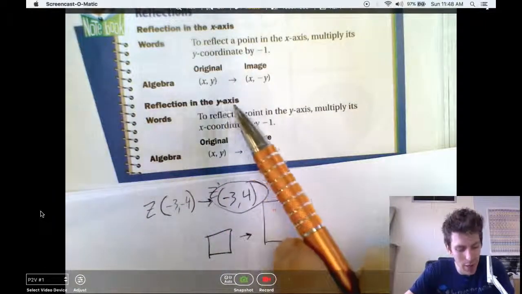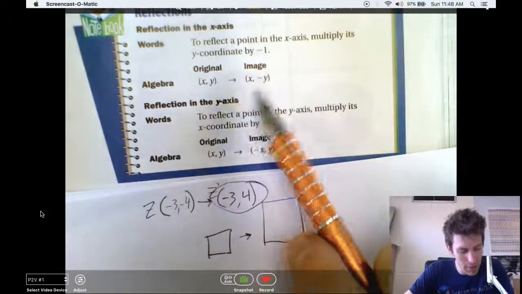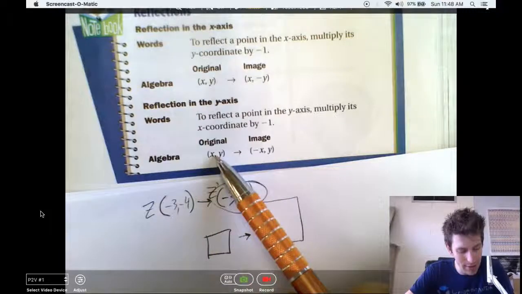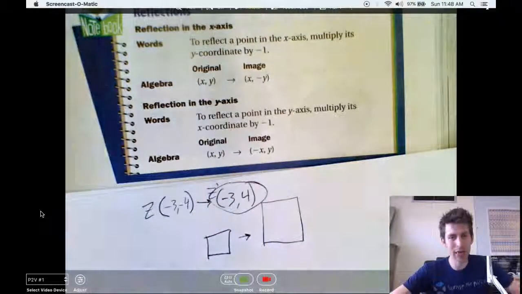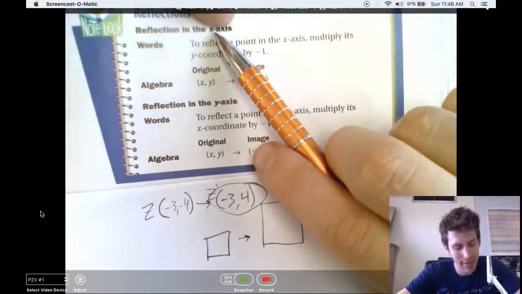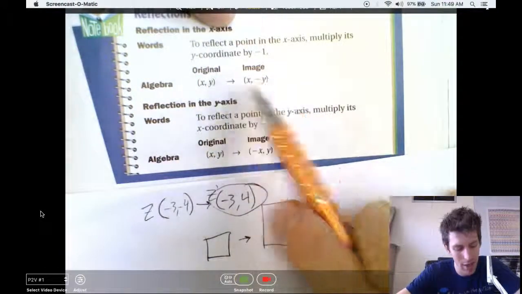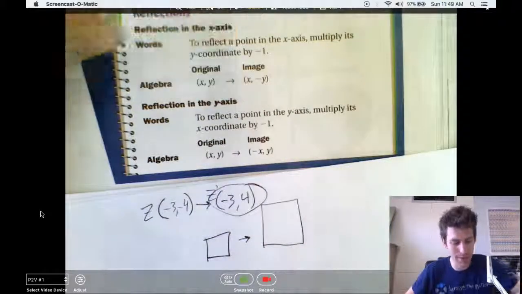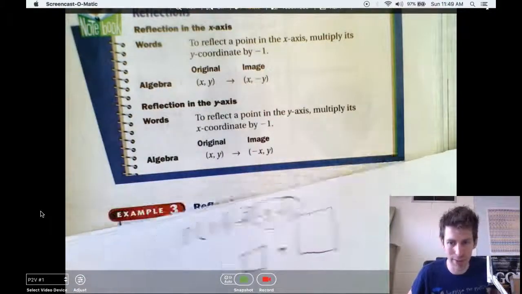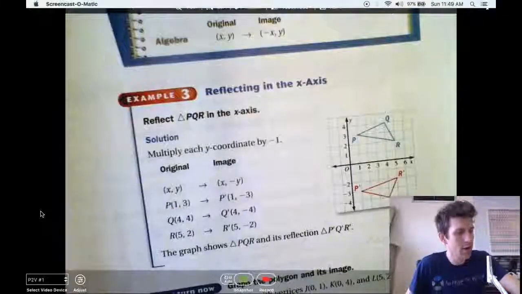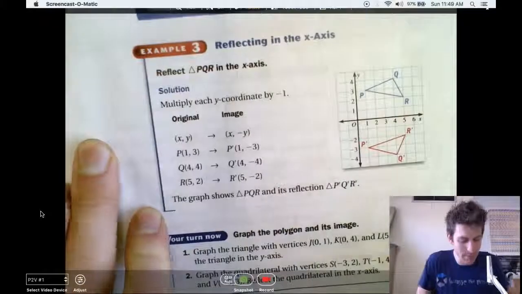If you're reflecting in the x-axis, here we just made the y's opposite. If you're reflecting in the y-axis, the x's become opposite. So guys, are you recognizing something here? Reflection in the x-axis, the y's are opposite. Reflection in the y-axis, the x's are opposite. So it's like opposite, opposite. It's opposite day. All right, let's do an example of this.